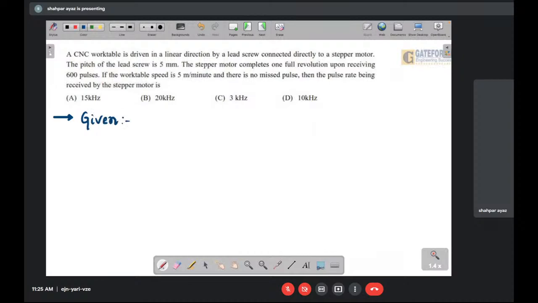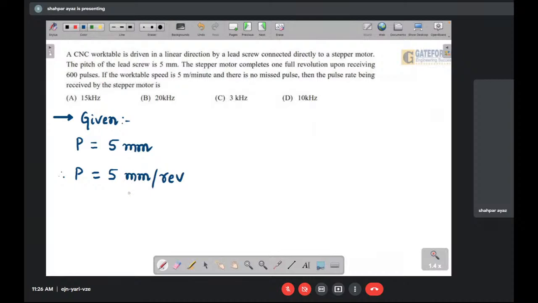What is given in this? A CNC work table is driven in a linear direction by a lead screw connected to a stepper motor. The pitch of the lead screw is 5 mm. If you are my student, you know very well that pitch is actually the displacement of the work table when the lead screw rotates by one revolution. Means it is displacement per revolution, 5 mm per revolution.